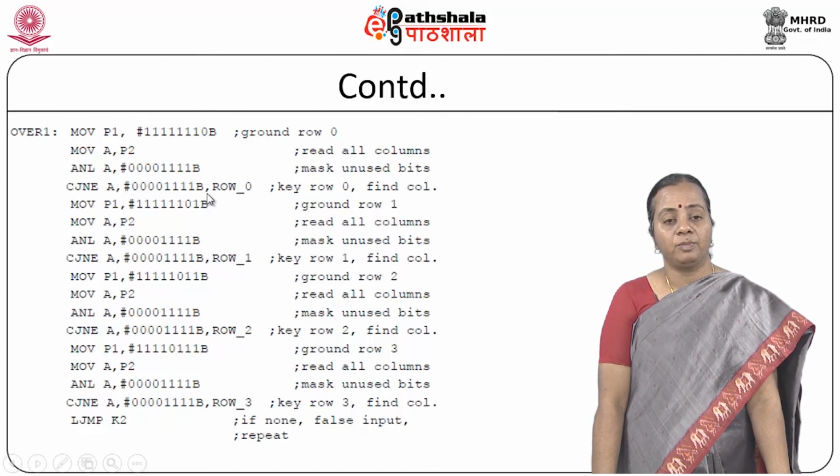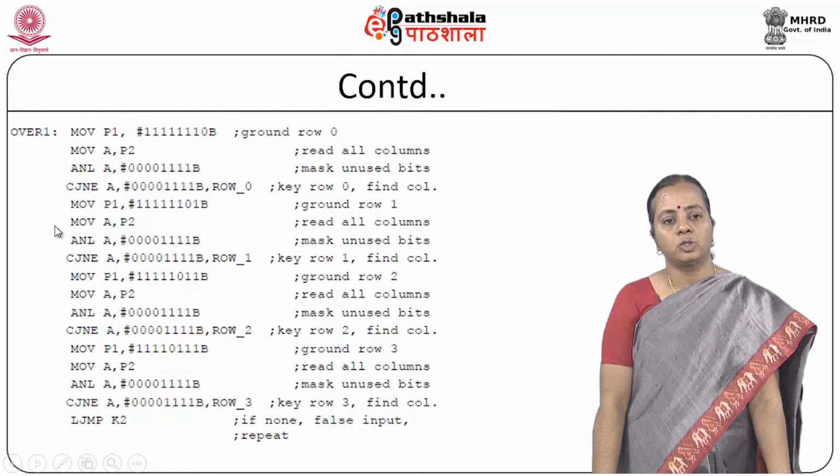So if I find that it is row 0, then I have to proceed in that particular one. If these two are not equal, in the sense that a key gets pressed, because all are 1 but this is 0, then I have to go to row 0. If it is not so, then I have to check whether it is the second row, row 1. So because of that, move P1, 11101, that means row 1 is checked.